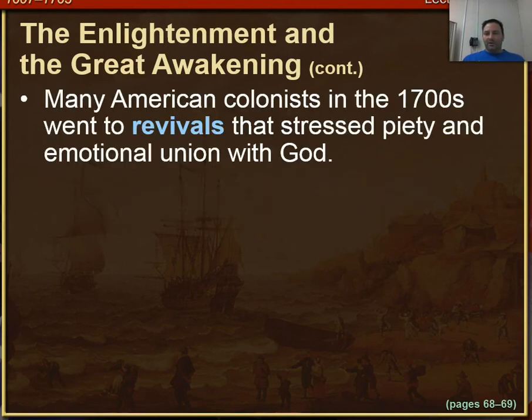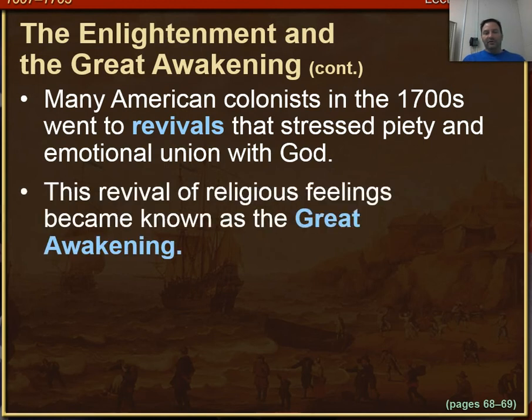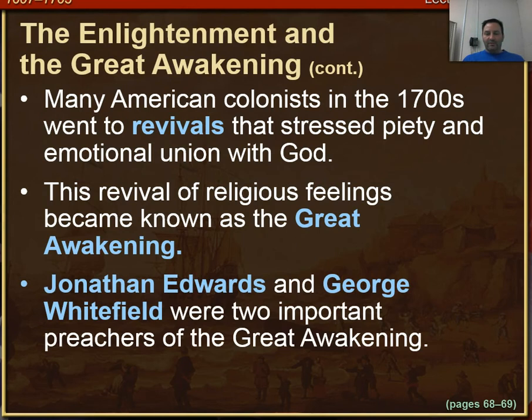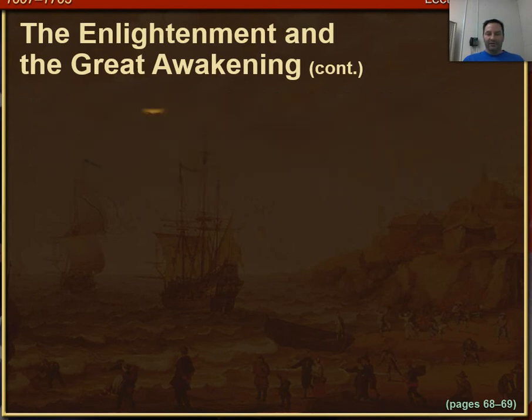All right, so many American colonists in the 1700s went to revivals that stressed piety and emotional union with God. This revival of religious feelings became known as the Great Awakening. Jonathan Edwards and George Whitefield were two important preachers during this time. The Great Awakening had a great impact on the southern colonies and was especially appealing to backcountry and tenant farmers and to enslaved Africans.